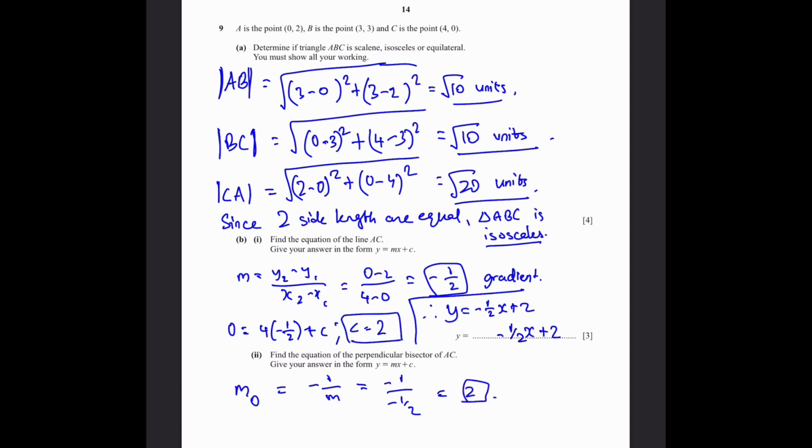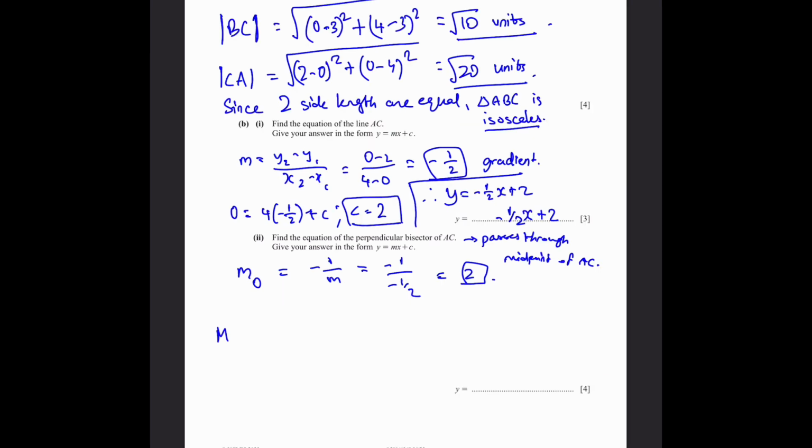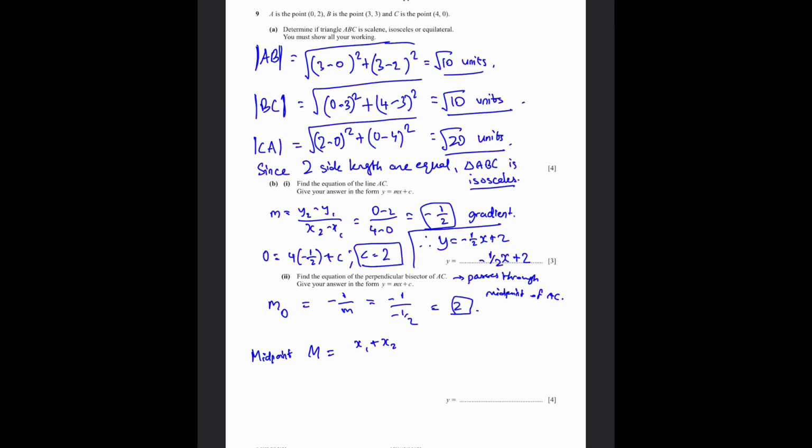So now, the perpendicular bisector passes through the midpoint of AC, right? Since it is a bisector of AC, it splits the line into two halves, and the midpoint is the point which splits the line into two halves. Therefore, we can find the midpoint. Midpoint is capital M. Notice this is capital M, this is small m, there's a difference. So I'll just name midpoint as capital M. That's just going to be x1 plus x2 by 2, comma, y1 plus y2 by 2.